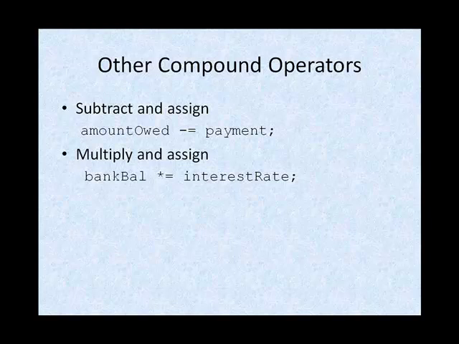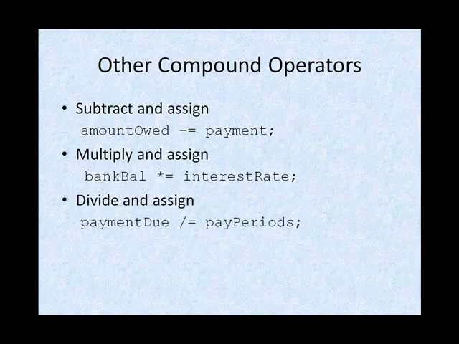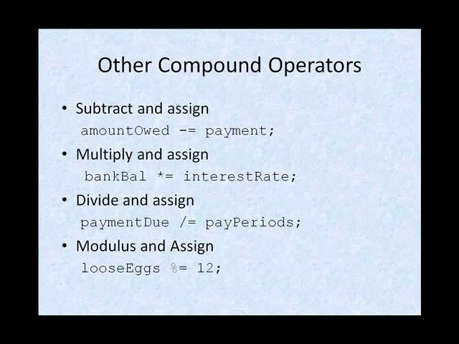balance into bankBalance. You might want to use divide and assign to reduce a payment due from an annual rate to a pay period rate. For example, you might have $1,000 due, but you want to divide it into 4 pay periods and change the payment due rate to the result of the arithmetic. Modulus and assign, perhaps you have 27 loose eggs. You divide by 12, goes twice, but you have 3 left over, and there are 3 loose eggs left over after you've packaged the rest of the eggs into cartons of a dozen each.